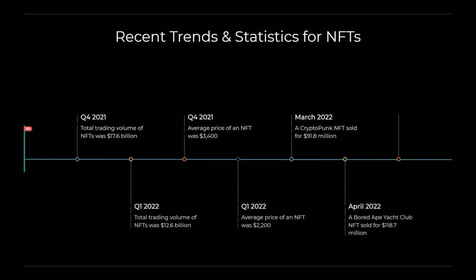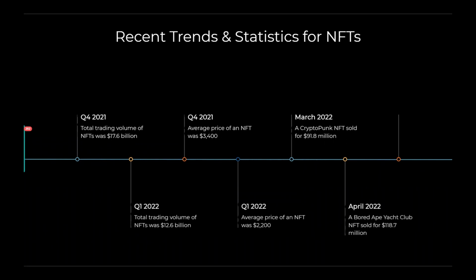So now what's happening with NFTs? 2021, as we know, NFTs rose to fame. However, at the moment, the NFT market is actually fairly down. In Q4 of 2021, the total trading volume for NFTs was 17.6 billion. In Q1 of 2022, that went down to 12.6 billion. So it's kind of down. And also the average price was 3,400 in Q4 2021. In Q1 2022, that average price is 2,200.